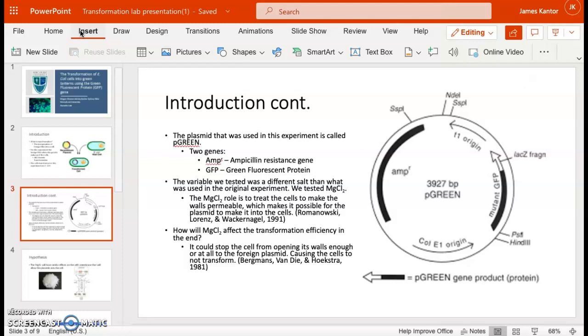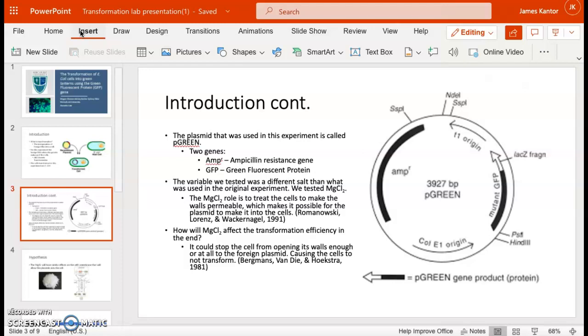And then the second gene, the GFP, or the Green Fluorescent Protein, does exactly as it sounds. It allows the cell to glow under fluorescent lighting or even normal lighting in a greenish yellow color. So it makes it easier for us to identify the cell when we used it in the lab.